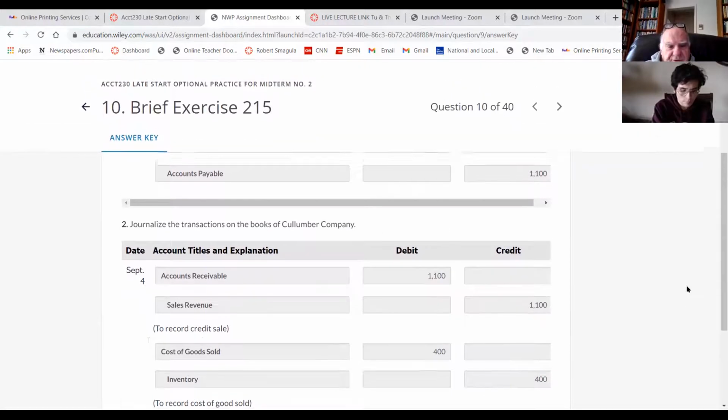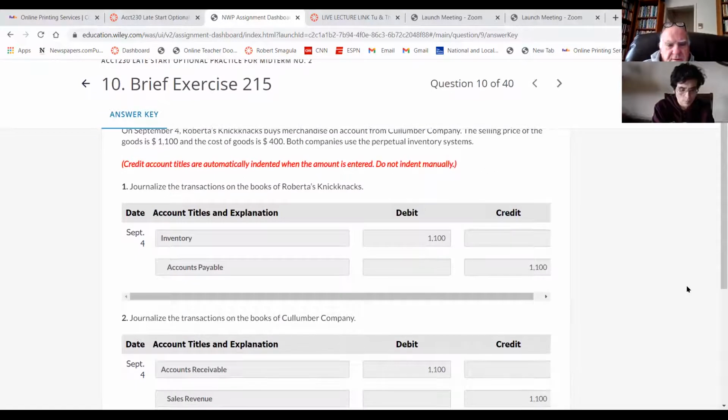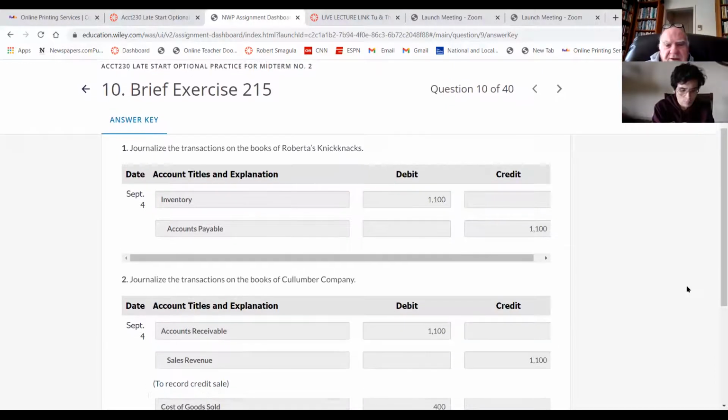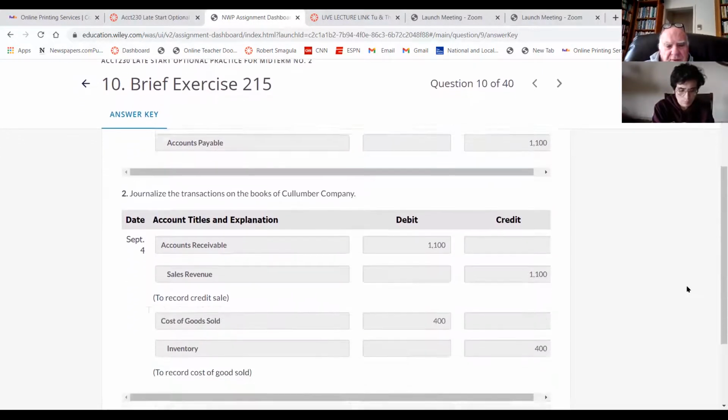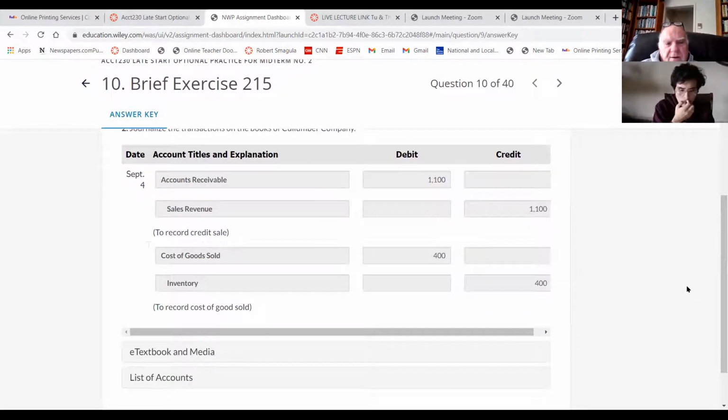Knick-Knack buys merchandise. They're telling us that they bought and sold it for $1,100. This is a wily mistake, this problem. Here's what I want you to look at. They sold it for $1,100, right? And the cost of goods sold was $400. You report the cost of goods sold and the sale in the same journal entry, okay? Same pair of journal entries. You can do it in one entry or two, whatever you like.